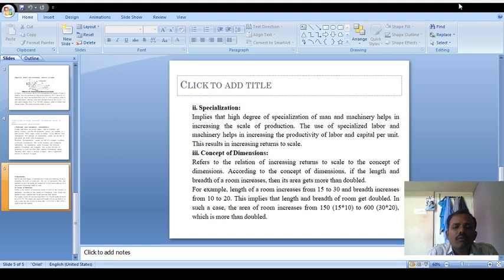Here, in this example, the length increases from 15 to 30 and breadth increases from 10 to 20. This implies the length and breadth of the room get doubled. In such a case, the area of the room increases from 150, because 15 into 10, to 600, because 30 into 20, which is more than double. So like that, in increasing returns to scale, the scale of production is more than the factors of production used in the production process.